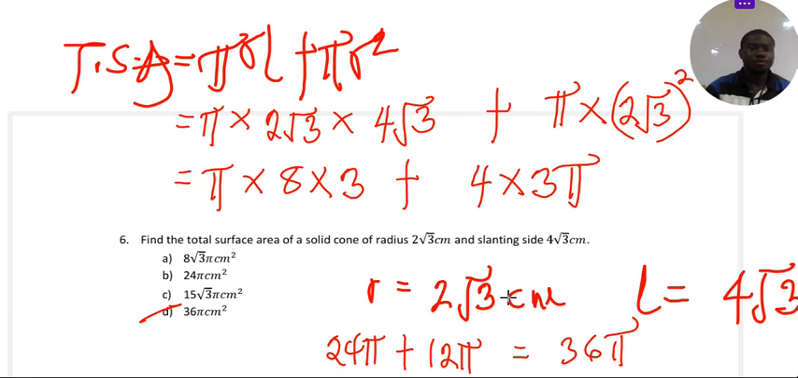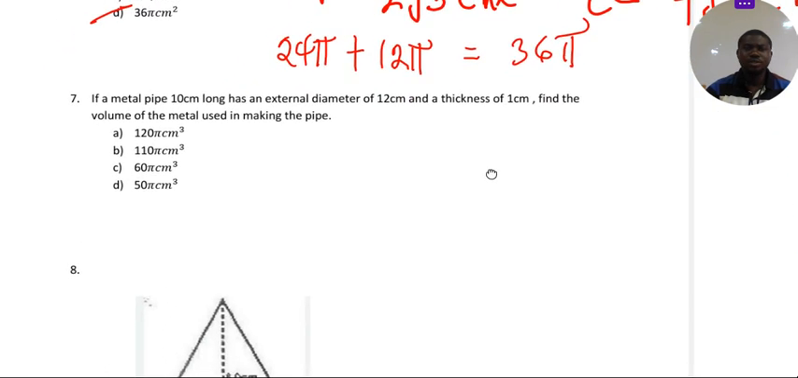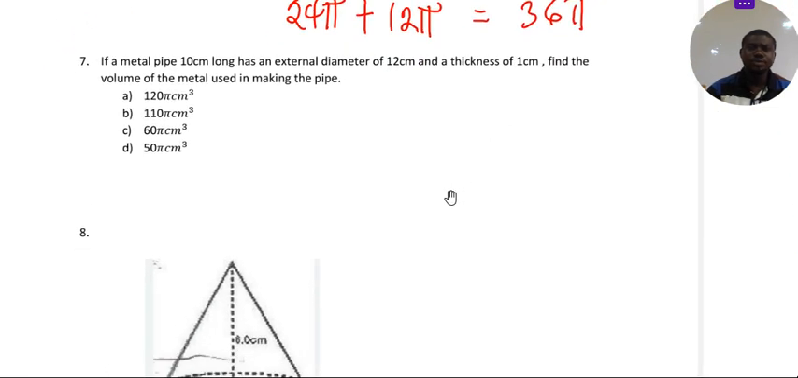Okay, that's question 6. Let's proceed to question 7. Now this is a question on cylindrical pipe. Find the volume of metal used in making the pipe.